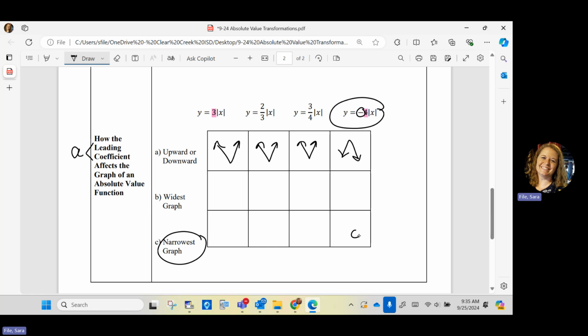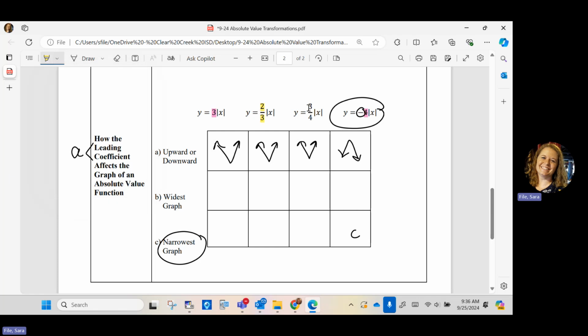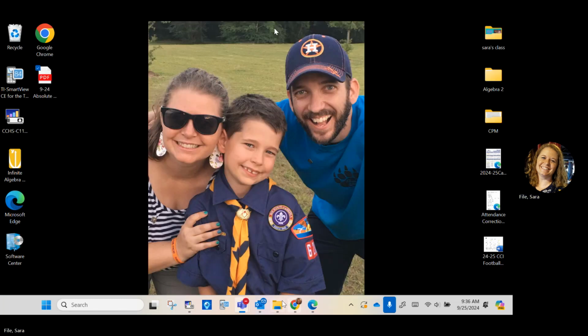Okay, and then we said the closer to 0 you are, looking at these that get closer to 0, they're fractional values. They're less than 1. The closer to 0 you are, the wider the graph is going to get. And 2/3 we said was closer to 0 than 3/4. So that was the widest graph. Okay. So now you should be looking in Delta Math here.